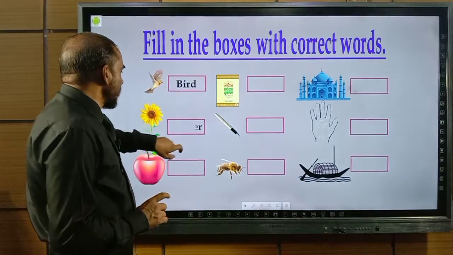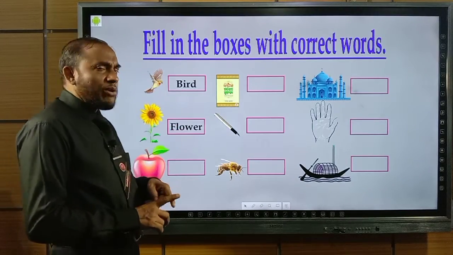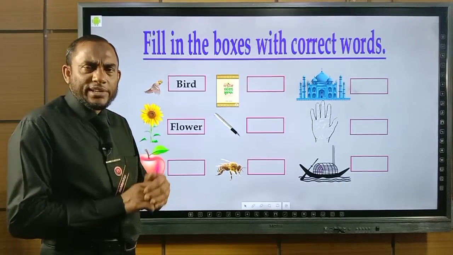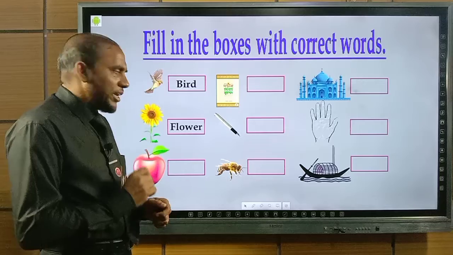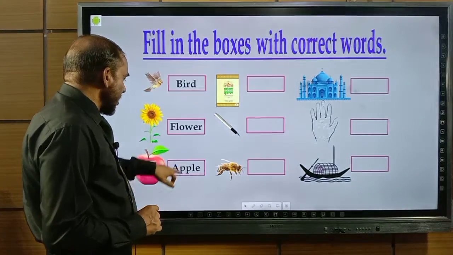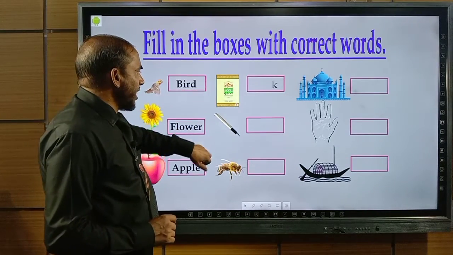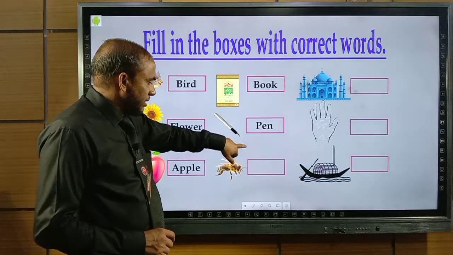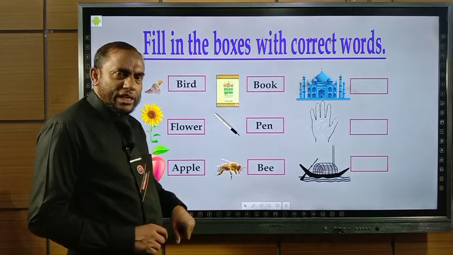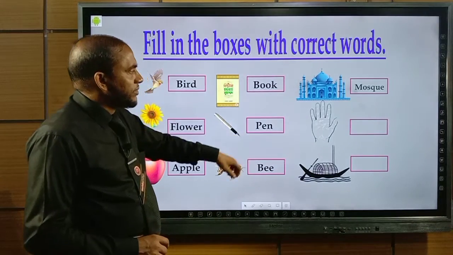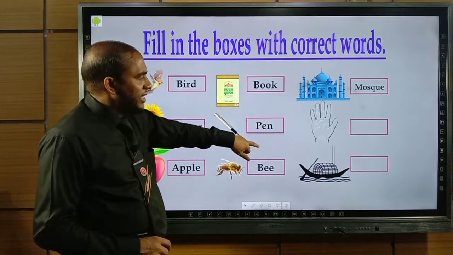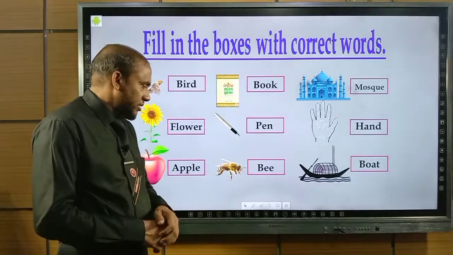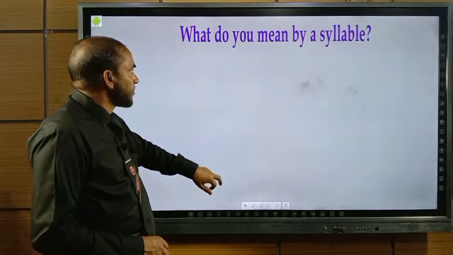Like that, you can see here flower. It is also a word because it also has a meaning. Like that, apple, and then book. After that, pen, and then bee. Look, that is a mosque, and then hand, and at last boat.